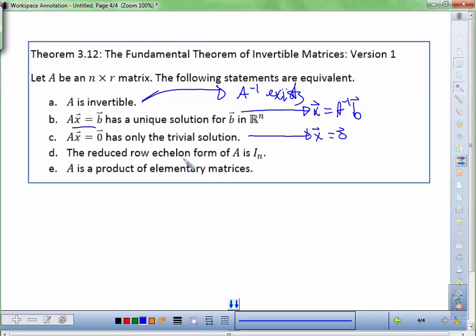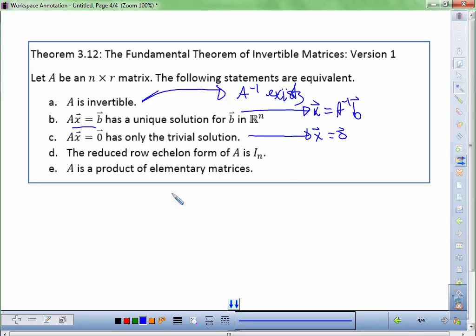The reduced row echelon form for A is the identity matrix. And A is a product of elementary matrices. Well, the inverse is in reverse order.